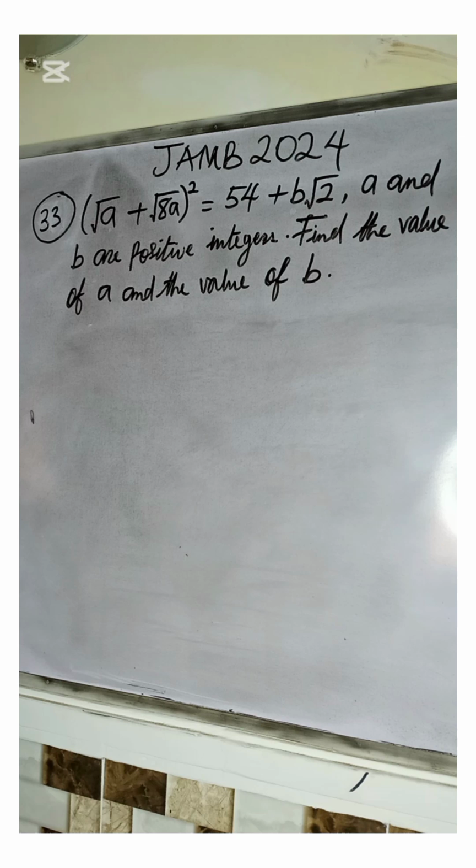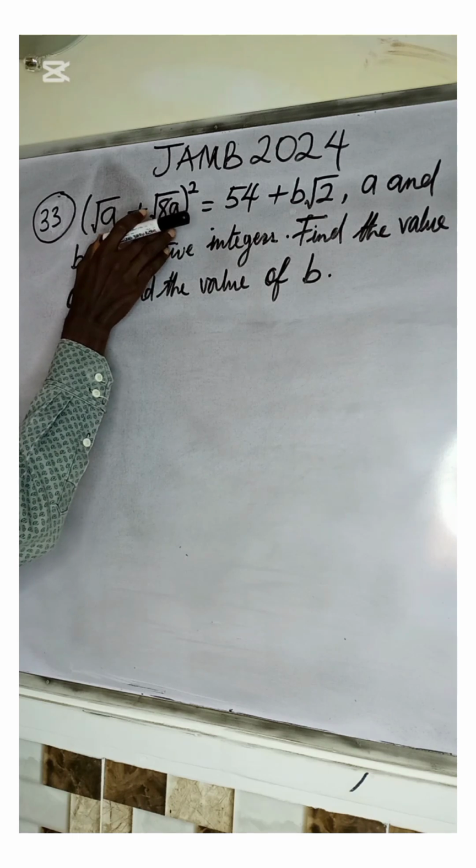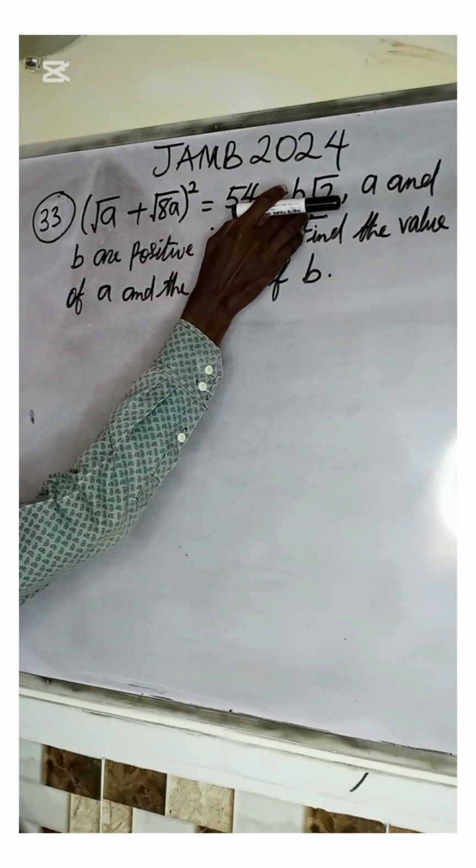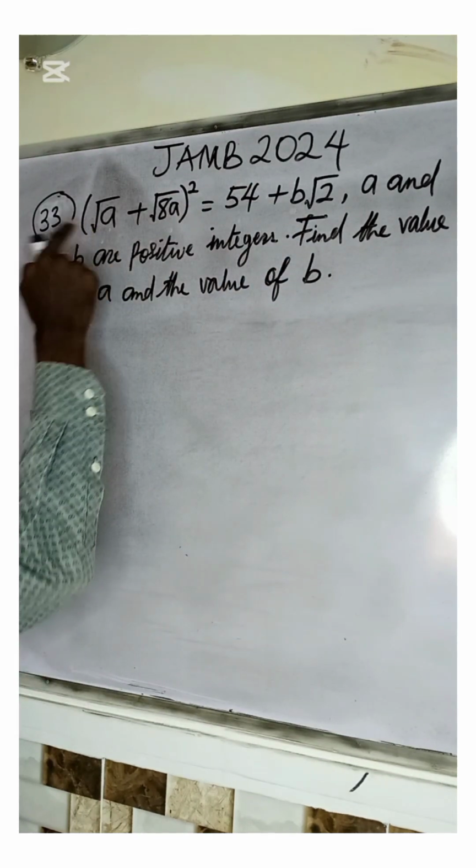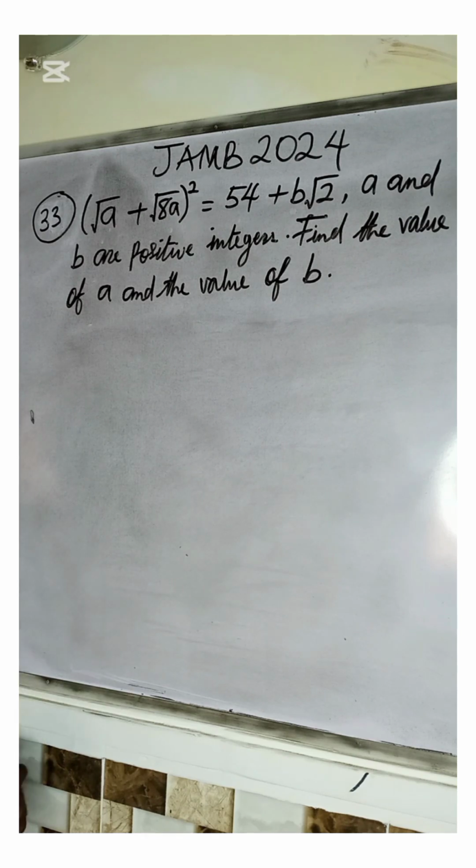In solving questions like this, what we need to do is to compare both sides of the equation, but we need to simplify one side to conform to the order of the second side. So we need to simplify this side of the equation so that it conforms to this. Then we find the value of a and b.